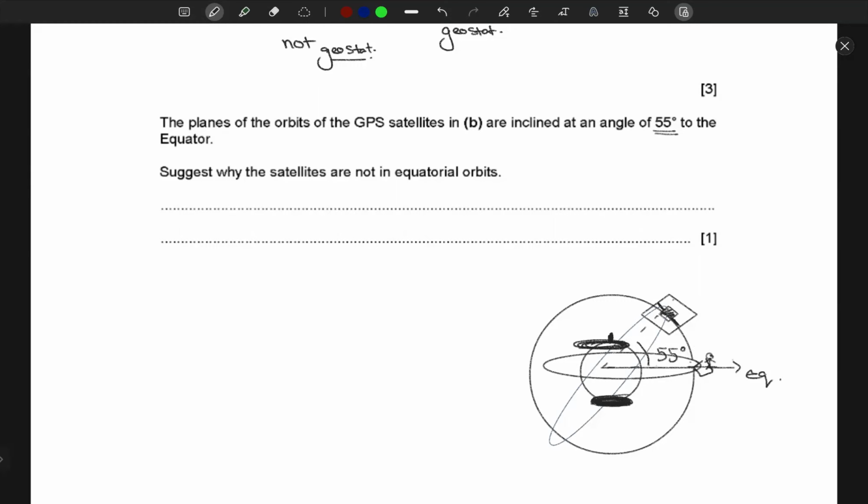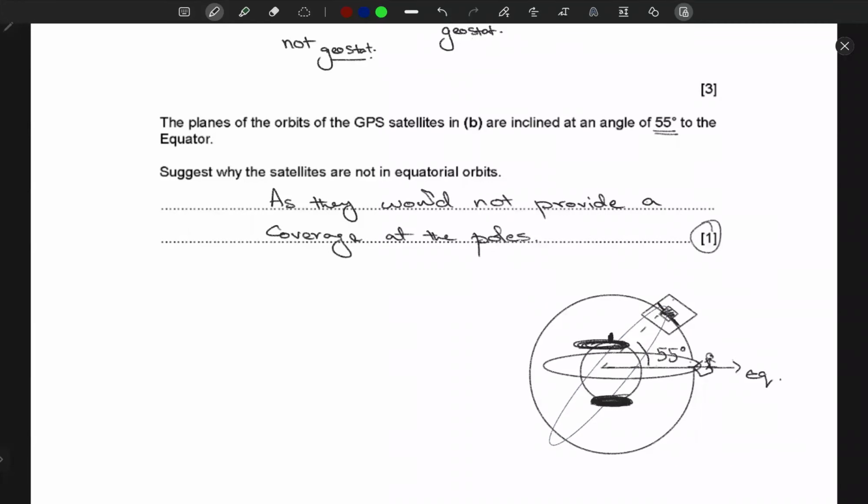Yes. Okay, so it's clear for everyone? Okay, great. So that's the reason. You can just say something like, the question was why the satellites are not in equatorial orbits, so you could say, as they would not provide a coverage at the poles, right?